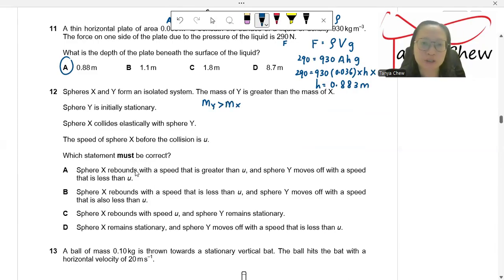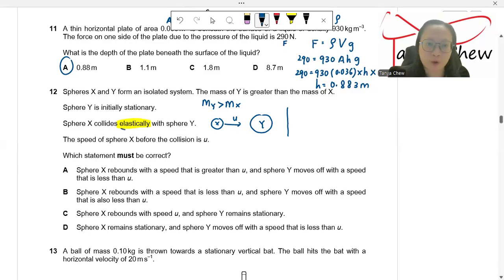Sphere Y is initially stationary. Sphere X collides elastically with sphere Y. Wow, this word is very important. The speed of X before the collision is U. This is Y, which is bigger. And then this is before and after, I don't know. Which statement must be correct?